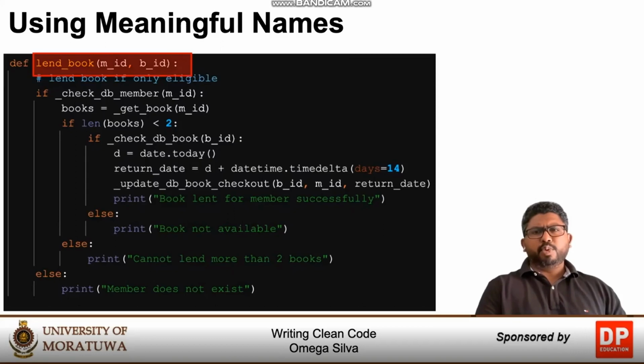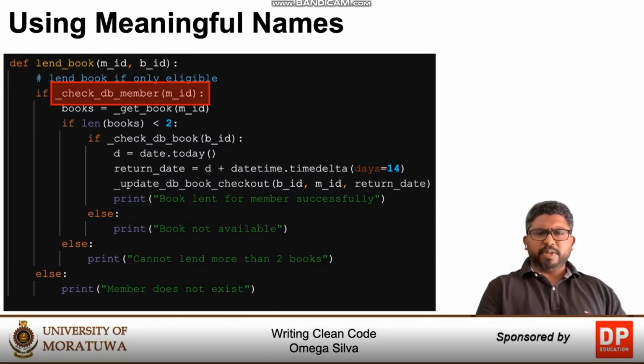Starting off, the two arguments that are passed do not have self-descriptive meanings. We have to guess along the way what MID and BID mean. The same continues for function names. checkDBMember, even though this is a valid function name, does not tell what the function does and what it evaluates.